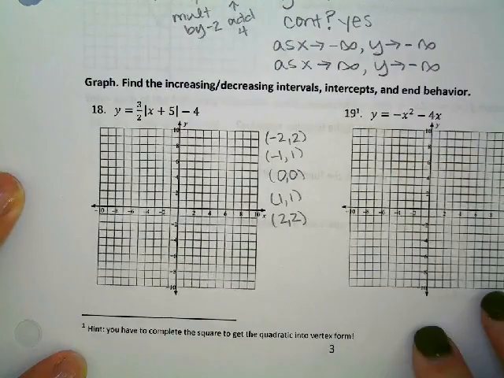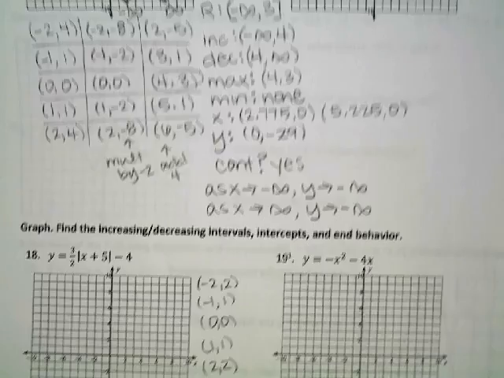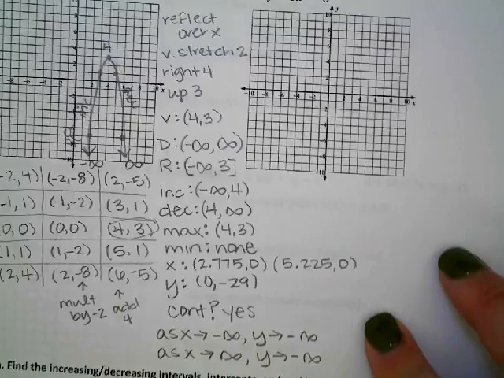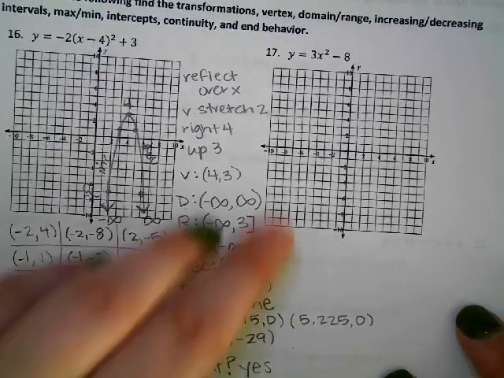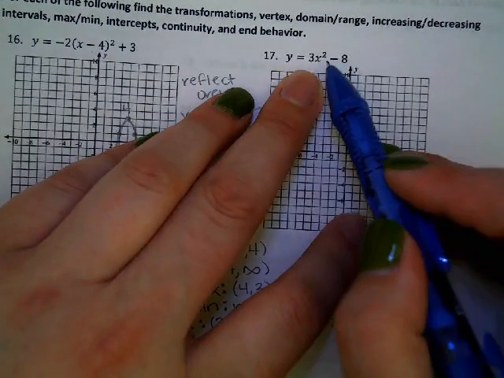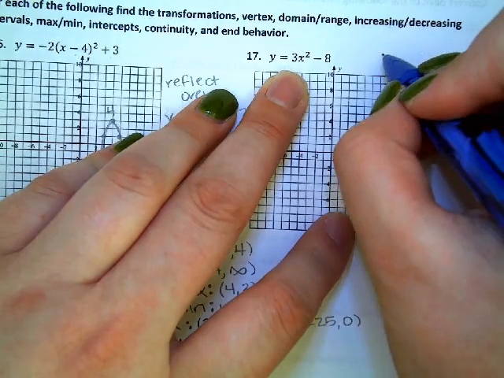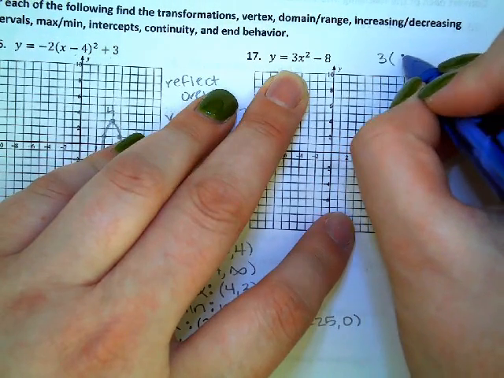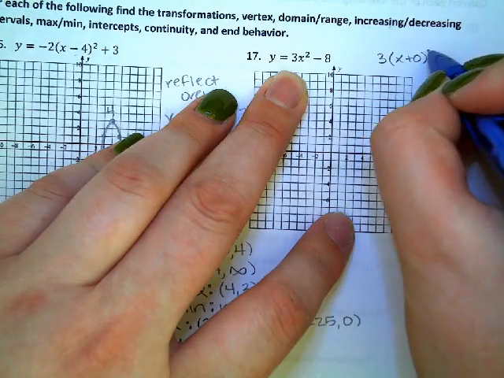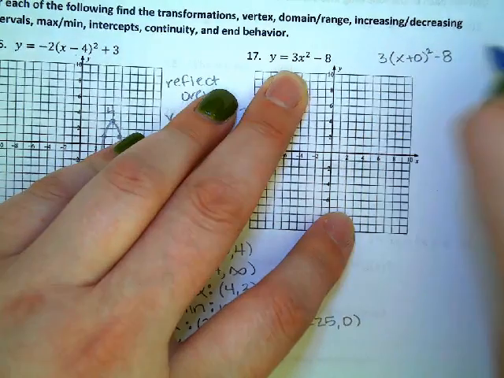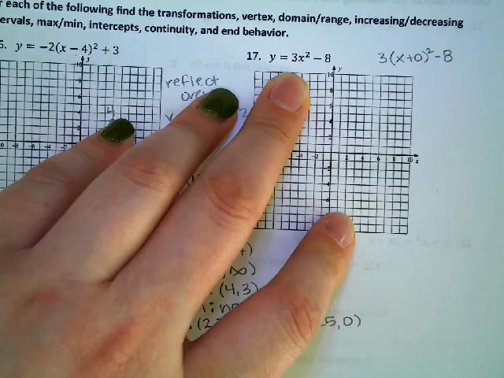Number 17, the one that is a little bit interesting about that for students is that it doesn't have parentheses. So if this one is throwing you off, it would be 3x plus 0 squared minus 8. That's how it would look if you don't see those parentheses there.